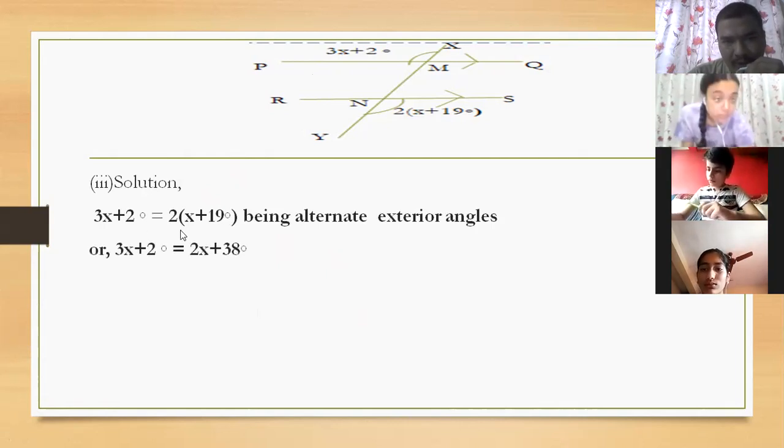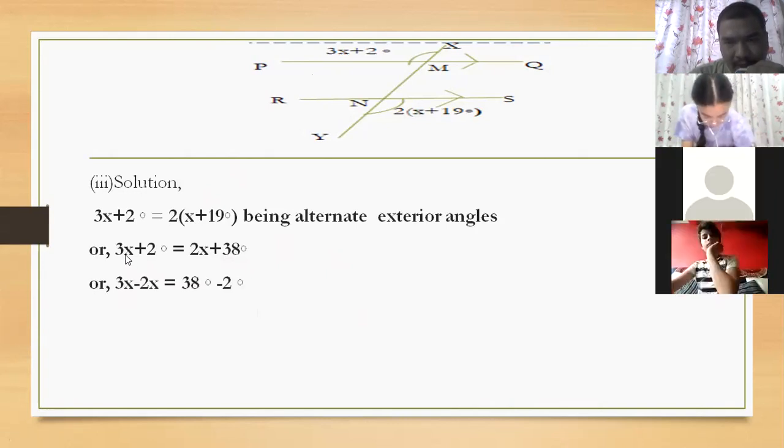Then open the bracket, this 2 into x, 2 into 9 is 18. And now we have to put like terms on one side. When you put the like term on one side, this 2 degree will go this side with minus, and 38 degree minus 2 degree will be 36 degree. 3x minus 2x is x only. X means 1x. Okay, Tejas?